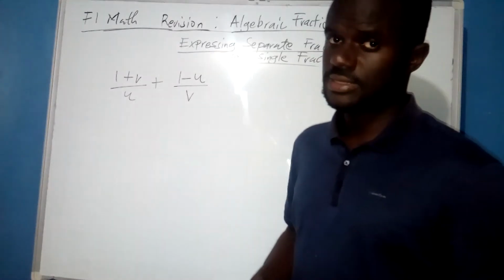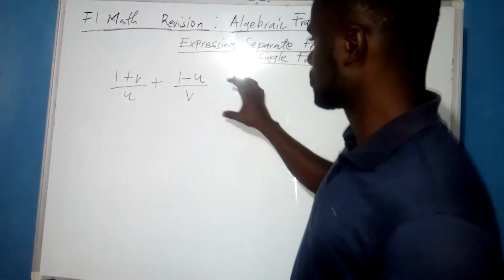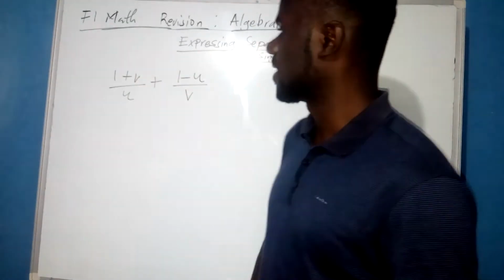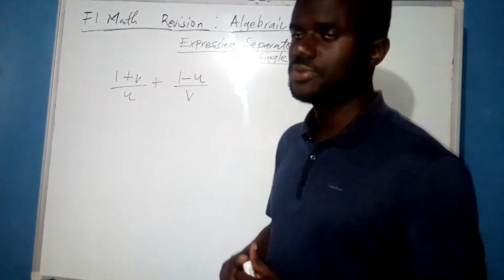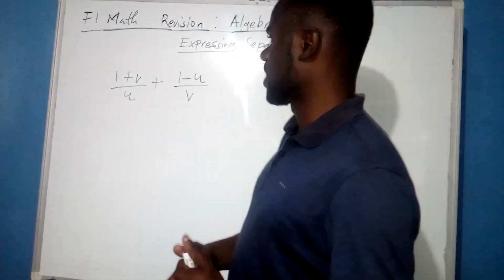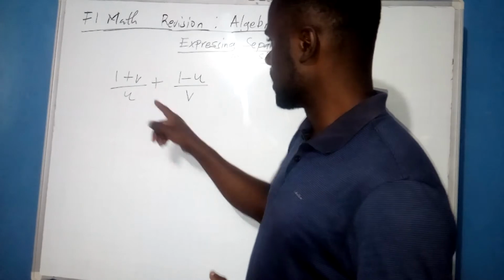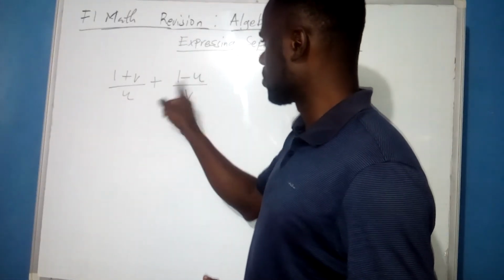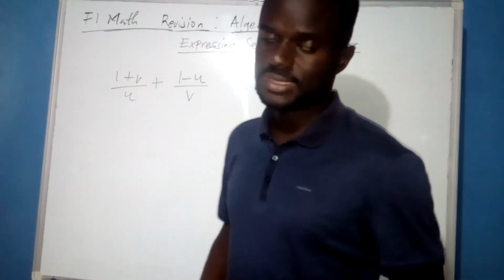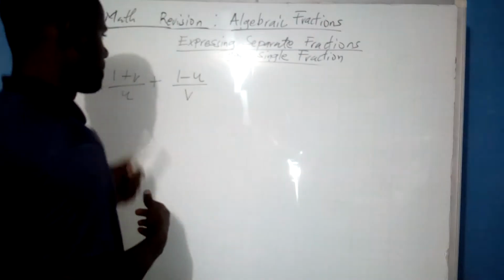So here is the last tutorial, and in this last tutorial we're going to write this entire expression as a single fraction, and we will have 1 plus v all over u added to 1 minus u all over v. The first thing we simply need to do is to get the LCM.